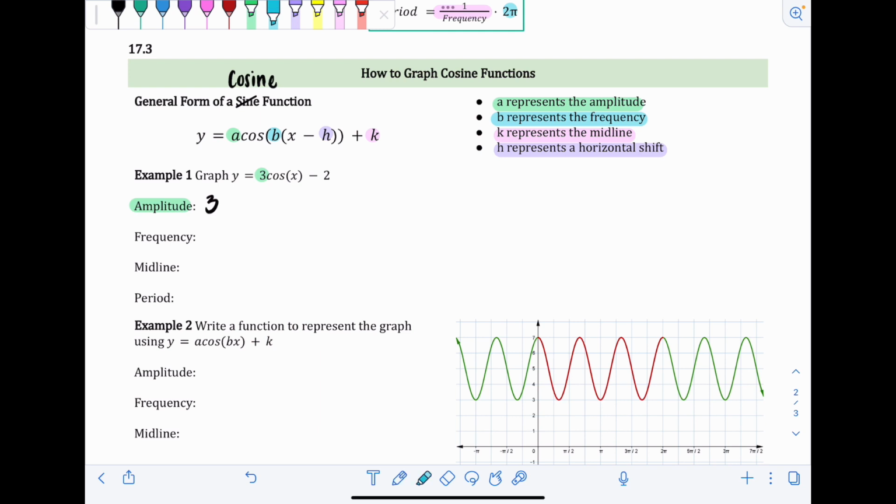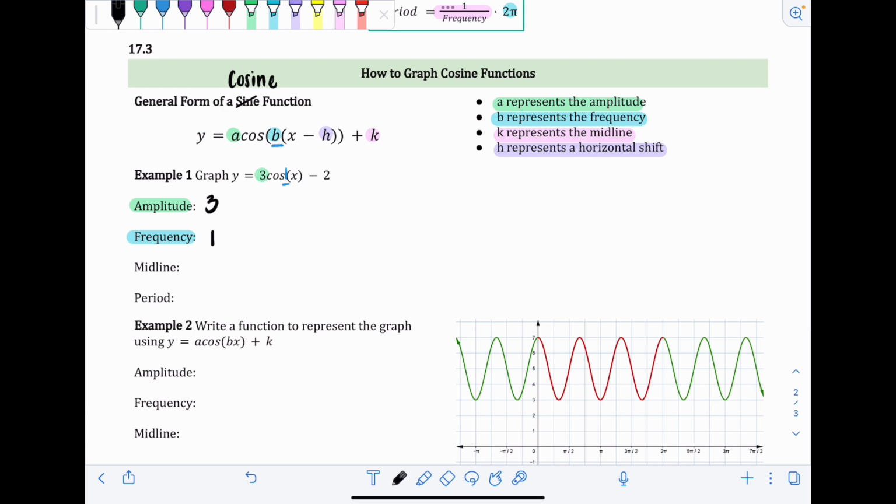Frequency is b. And if you look in the general form, b is this number right here that's in between cosine and x. And so if you don't see a number between cosine and x, then b would be 1. So that would mean that the frequency is 1. And that means that there's one cycle occurring between 0 and 2 pi. So that means it has pretty much the same structure as the parent function.